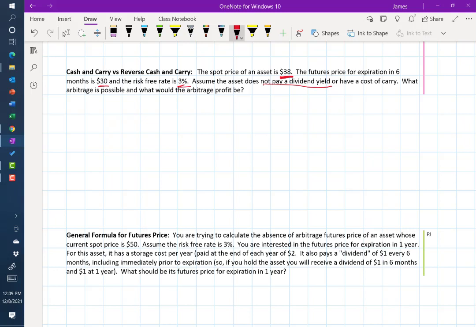So we start out here, we've got a futures price for 6 months. I'm going to call that the market price, and that's $30. And then I've got the spot price, and what we do is we compare the futures price in the market to the model price, which would say that the futures price should be the current price of the asset. There's no dividend or anything here, just compounded out to expiration. So let's calculate that. This is our model price.